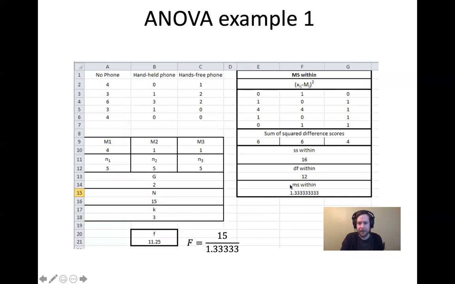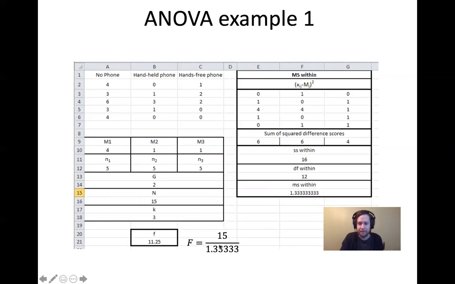Here's where I show you how I calculated MS within. Once again, it involves sum of squares calculations. This is the sum of squares number that I got, 16. When you apply the numbers to the mathematical formula, you get this number right here, MS within, the mean square of the denominator, the bottom part of your F ratio. It goes down here.